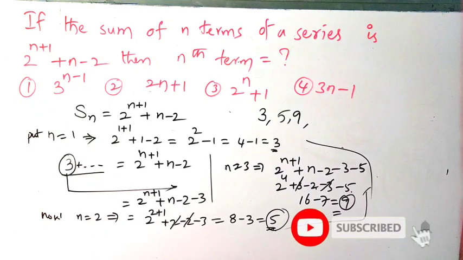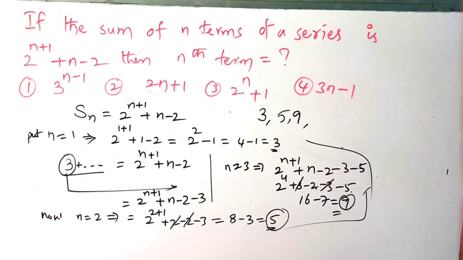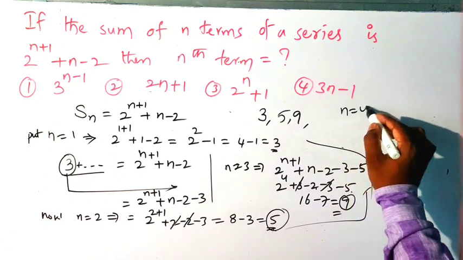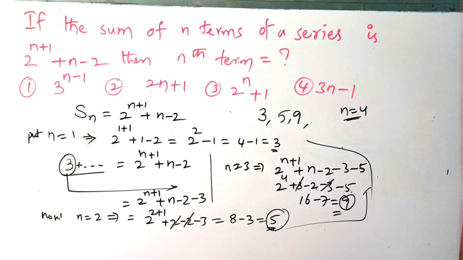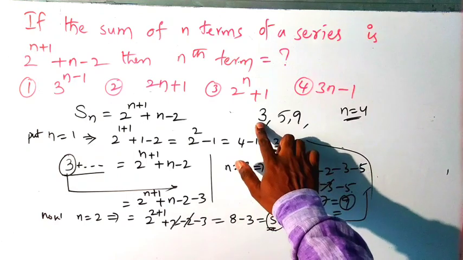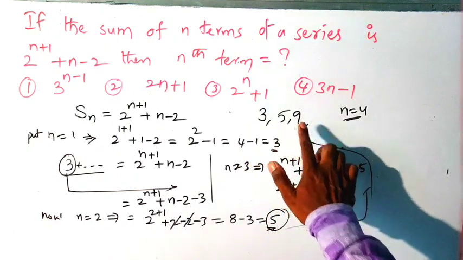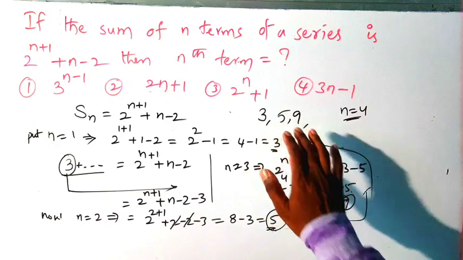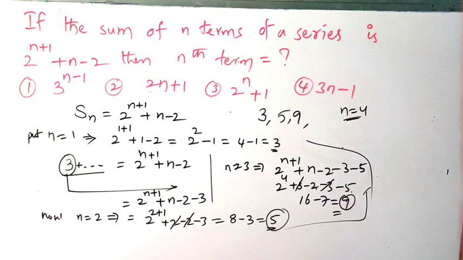Now, how to find the next term? Suppose we put n equals to 4. We are substituting one more, and taking the earlier terms to this side, that is 3 plus 5 plus 9. We are adding these elements. 5 plus 3 is 8, 8 plus 9 is 17. So that will be the fourth term we get here.